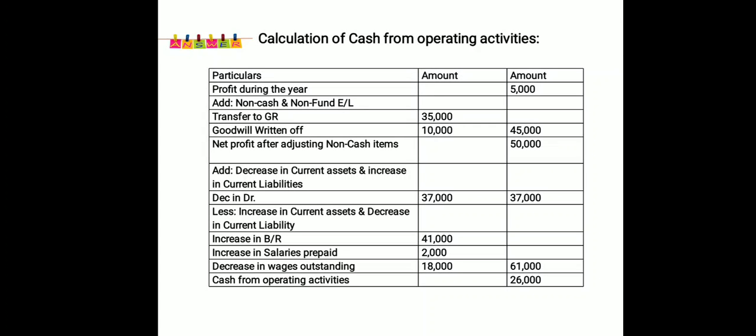So each and everything is adjusted, non-cash, non-fund or non-operating, current assets and current liabilities. So all adjustment over, and in the outer column of amount, when we do the final plus and minus, we are going to get the amount, 26,000, and this is going to be our cash from operating activities. Okay, I hope you understood.